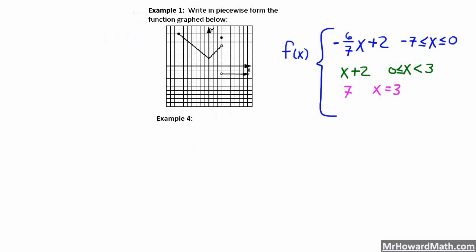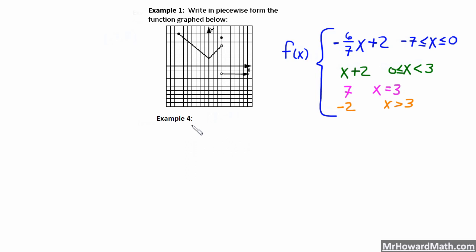Last piece of the function here, we have a horizontal line segment. That's y, or f of x, equals negative 2 when x is greater than 3. Because it continues on forever, we can just say x is greater than 3. So there are the four parts to that piecewise function. We're going to work several more examples, but this is the process.